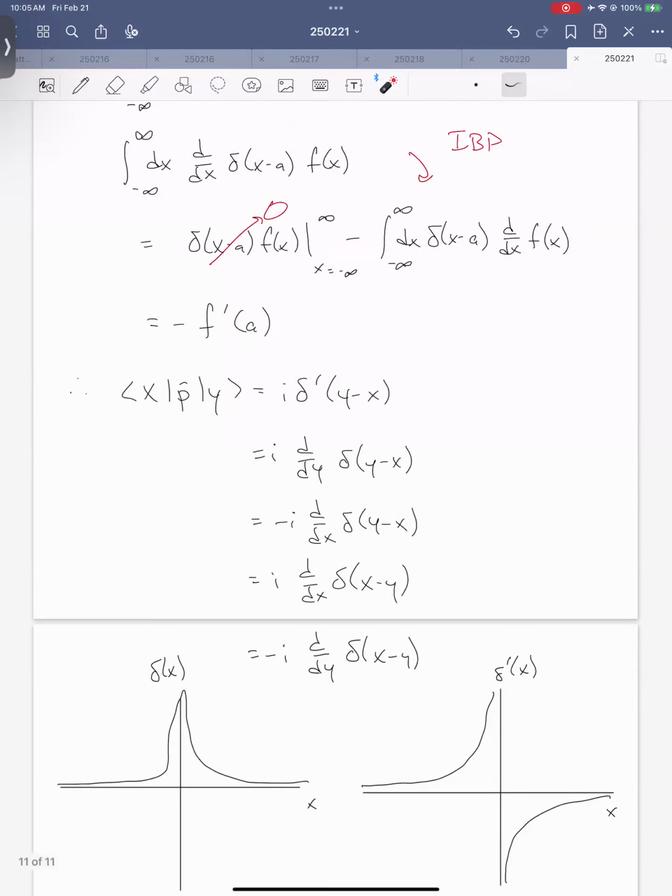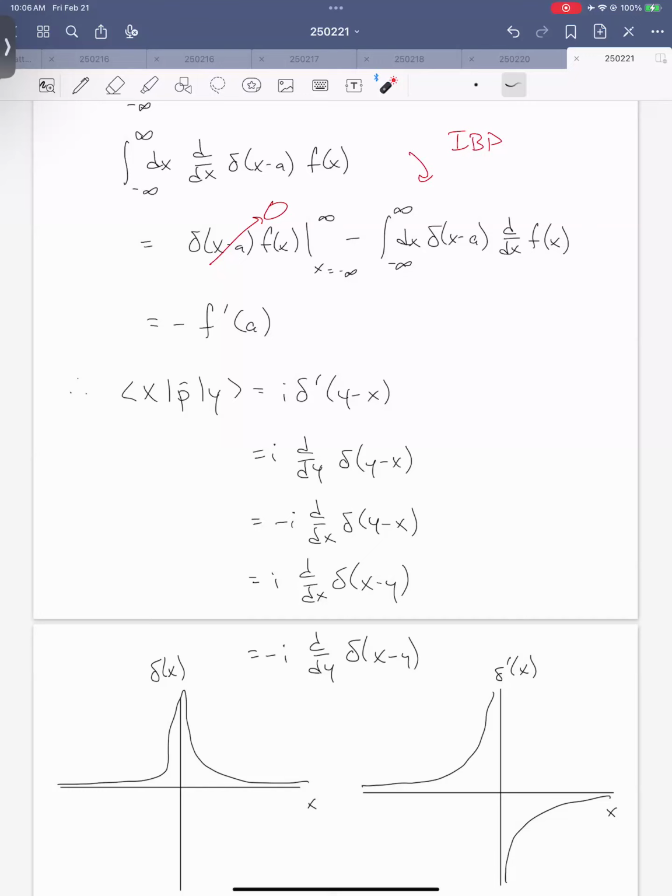So this should be kind of amazing, right? To have derived this matrix element. And I hope that it's not too much like, oh my God, derivatives of Dirac delta function. That hopefully it's more like, oh my God, that's really cool.